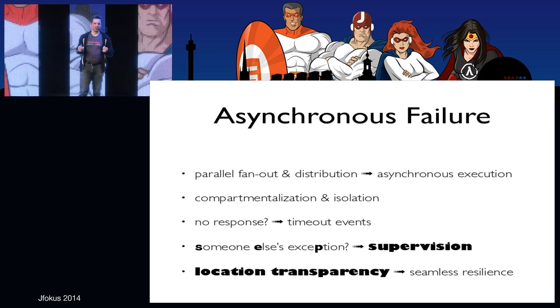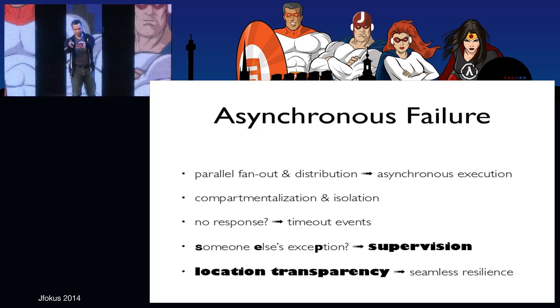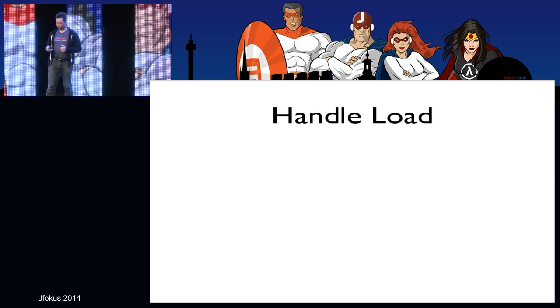Location transparency means that the mechanism of getting the request from A to B and the response back does not care where the service lives. So you can transparently switch out the broken service by a new functioning one. And that gives you seamless resilience.